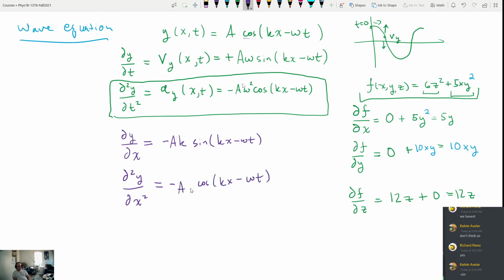And we get another k from the derivative of the inside, so a k squared. Right? Yep.